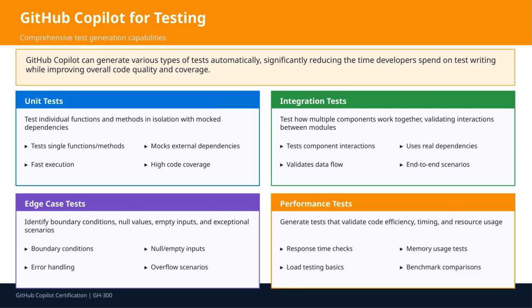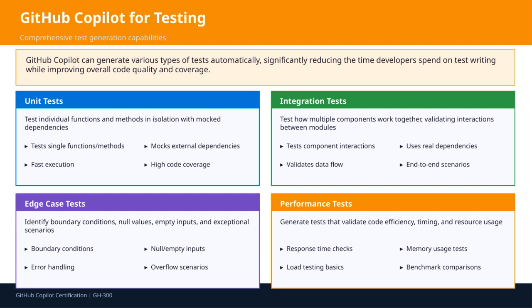Moving on to integration tests, Copilot supports testing how multiple components interact with each other. In this case, real dependencies are used to validate data flow and ensure that the entire system works together smoothly. These tests also cover end-to-end scenarios, simulating real-world usage.